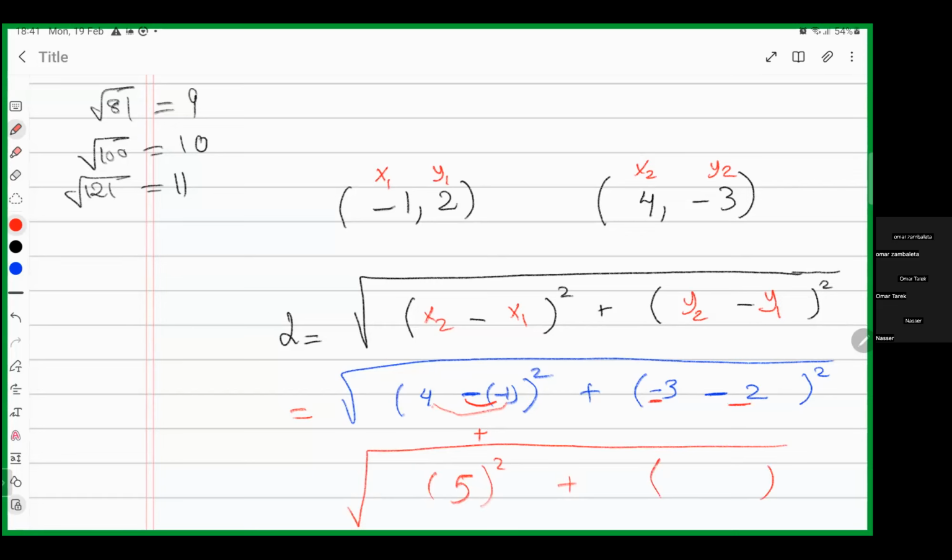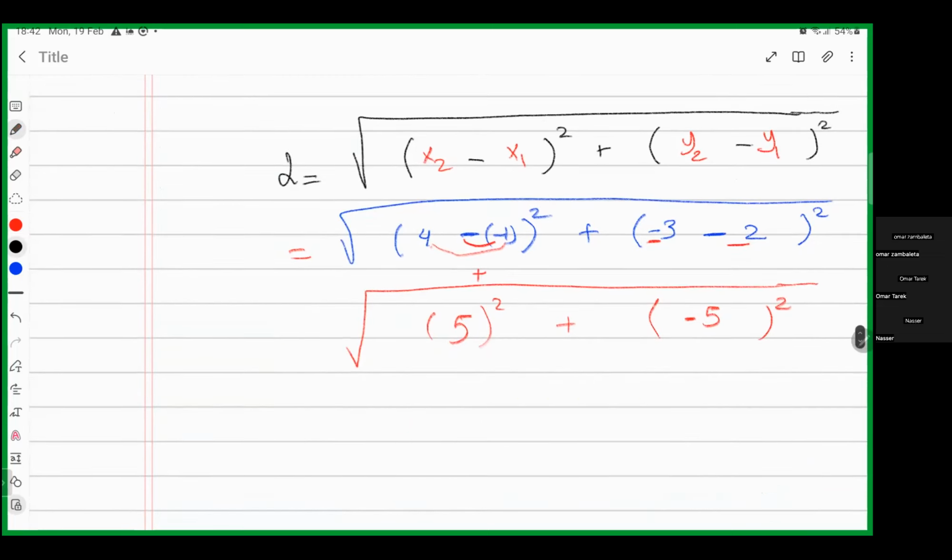Similar signs, add or subtract? Similar signs, add. So -3, -2 becomes -5. -5 power 2. What is -5 power 2? 25. On a side note, -5 power 2 is the same as -5 times -5. Negative times negative is positive. 5 times 5 is 25.